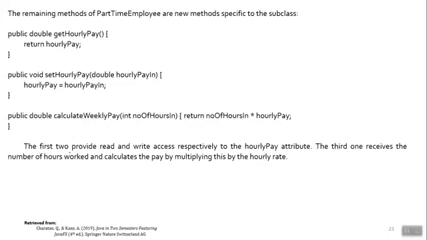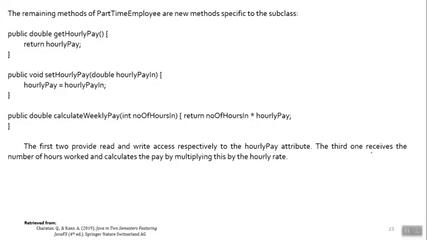So the first two provide read and write access respectively to the hourly pay attribute. Meaning to say, when we say read, we're just going to access the value of hourly pay. That's why it's called get. So we'll get hourly pay, like when you're asking what is your hourly pay.